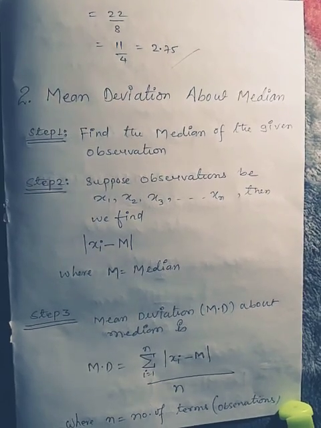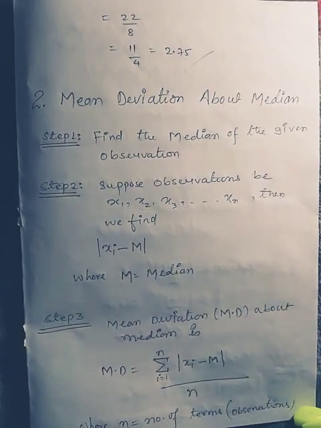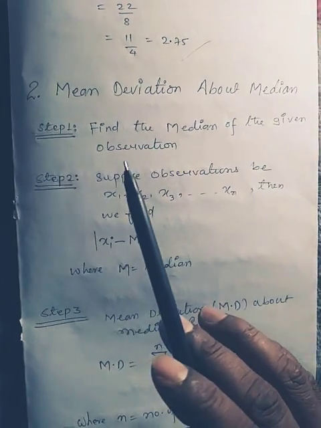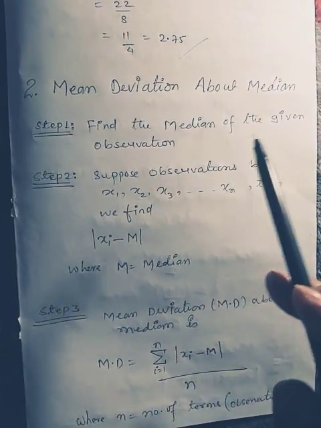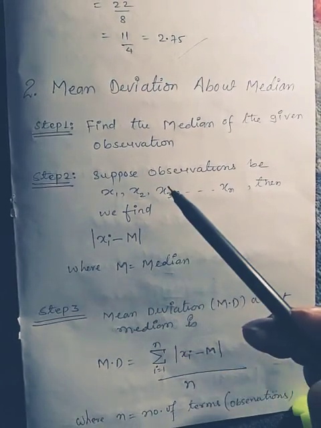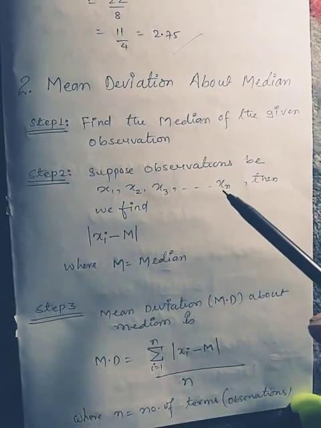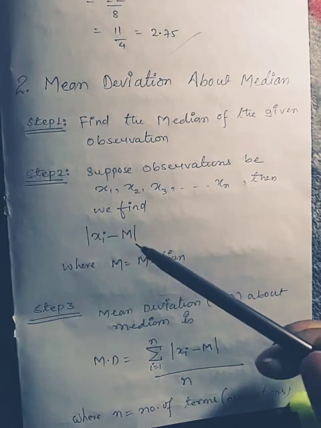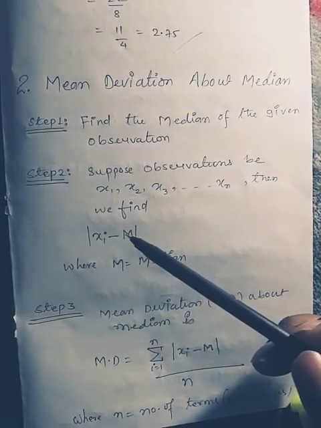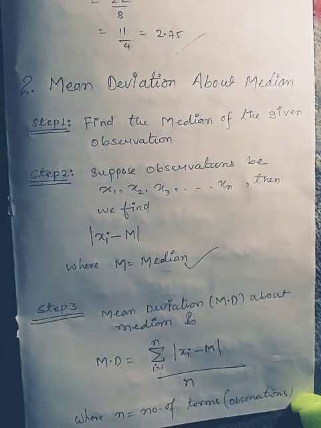Today's second topic is mean deviation about median. We follow some steps. Step 1, find the median of the given observations. Step 2, suppose observations be x1, x2 up to xn, then we find mod under xi minus M, where M stands for median.